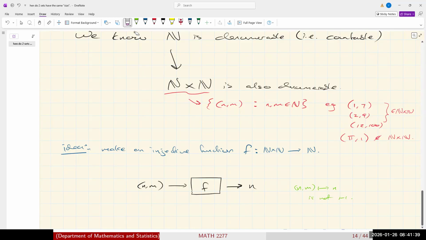So you could sit and think about what possible way you could do it. There are many ways you could do this. A very clever way is to put the output being 2 to the n, 3 to the m.